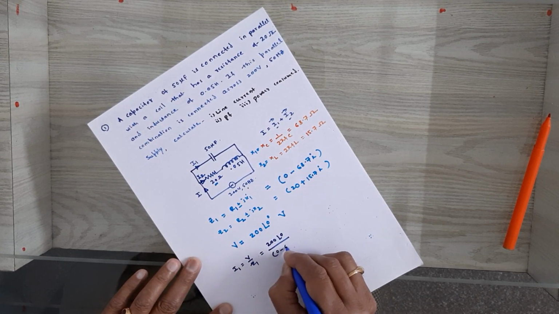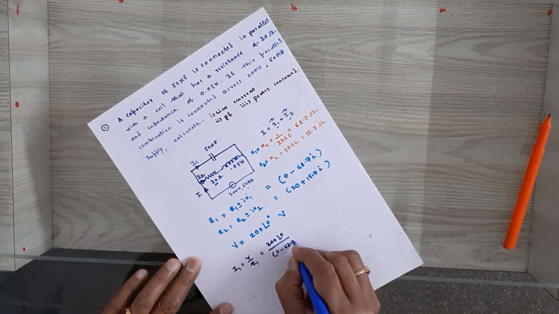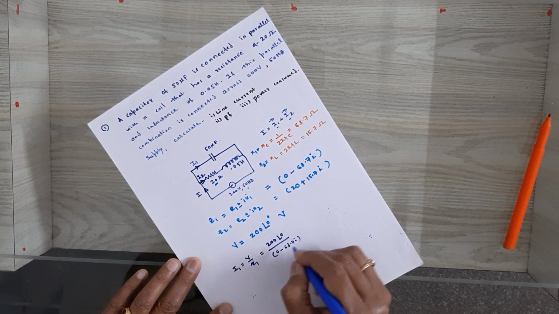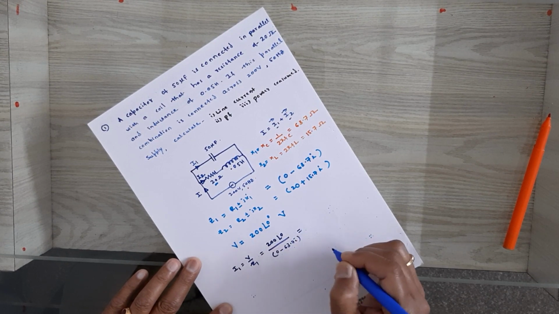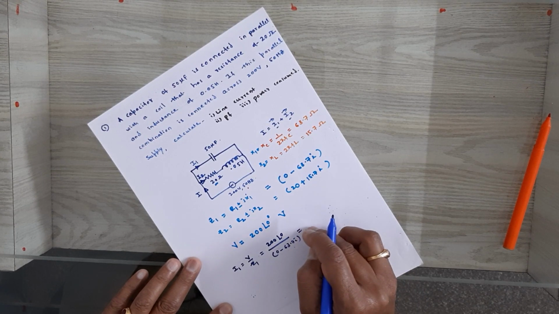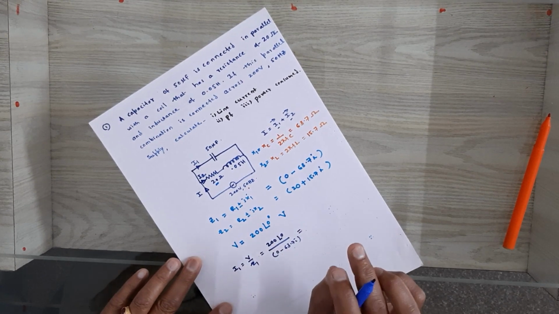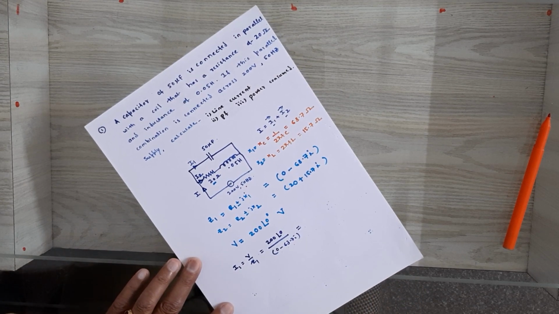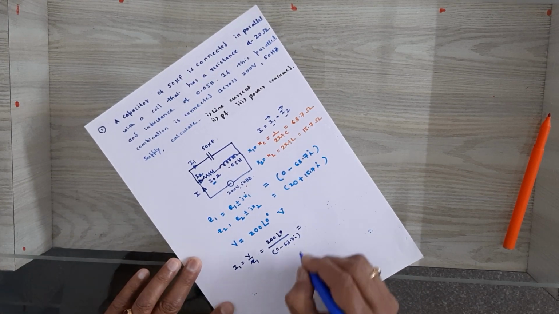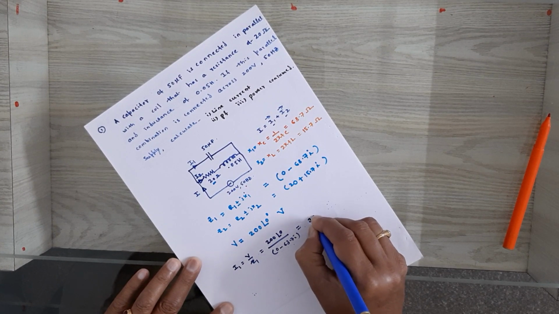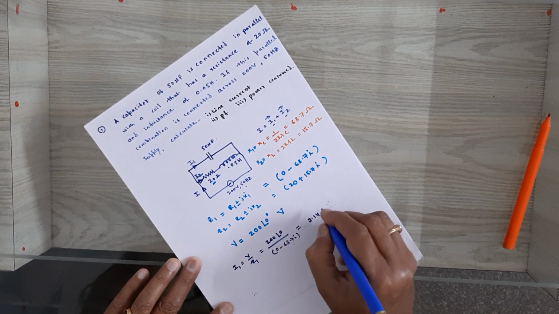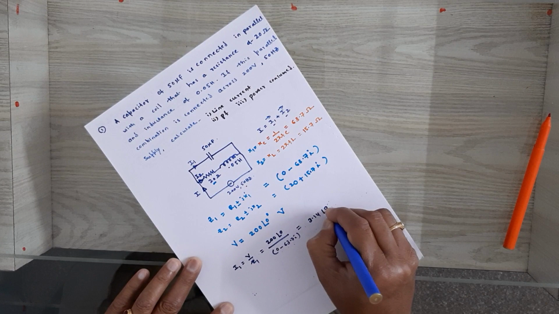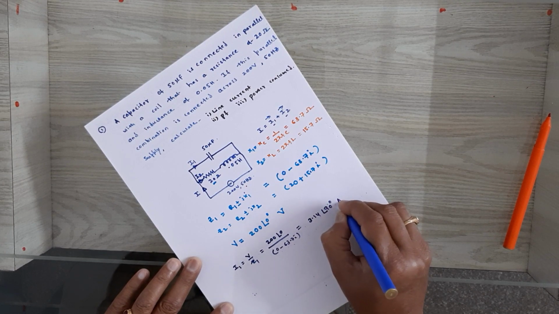0 minus 63.7 I. You make use of the calculator and find out the answer in the polar form. What you are getting here is 3.14 an angle of 90 degree amperes.